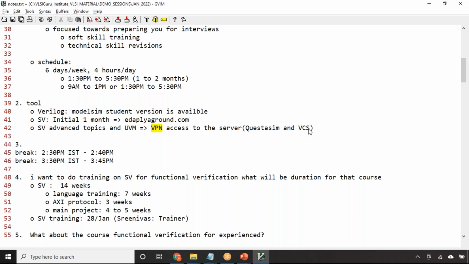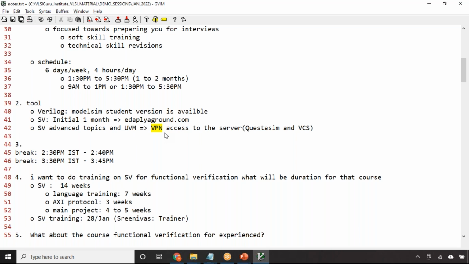Sir, will you provide the Questa Sim tool, because we will install it on our laptops? No. You can't install it on your laptops. It will be through the server. You will get access to the tool. Is there any student version to install? No, currently only ModelSim is available. Questa Sim, I'm not sure. It will require a license. They have spent millions of dollars to develop the tool. They won't just give it like that, right? They need to earn money out of it. So they will give only a license.